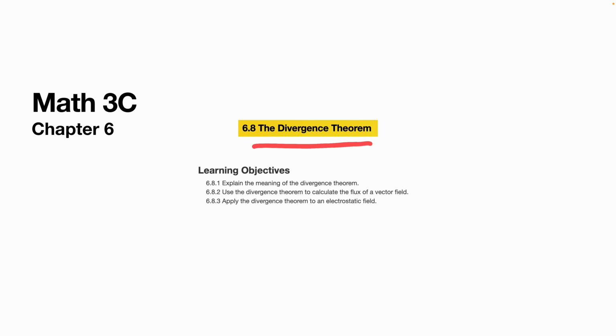6.8, the divergence theorem. Stokes' theorem we saw was a generalization of Green's theorem. The divergence theorem is another generalization of Green's theorem, yet quite differently.